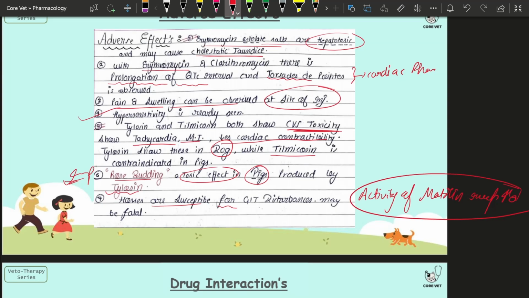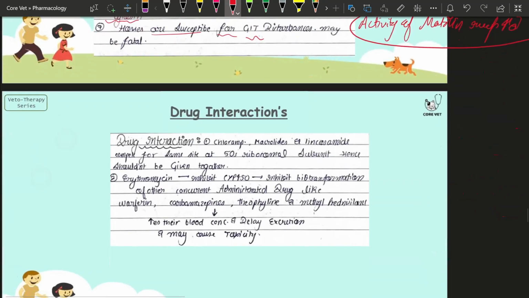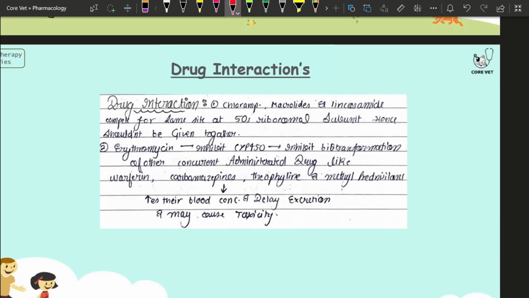That's why horses are more susceptible to GIT disturbance, as it leads to diarrhea, right? Talking about drug interaction: I had told you this point already, that chloramphenicol, macrolides and lincosamides have the same site, the 50S subunit, so they should not be given together, right?